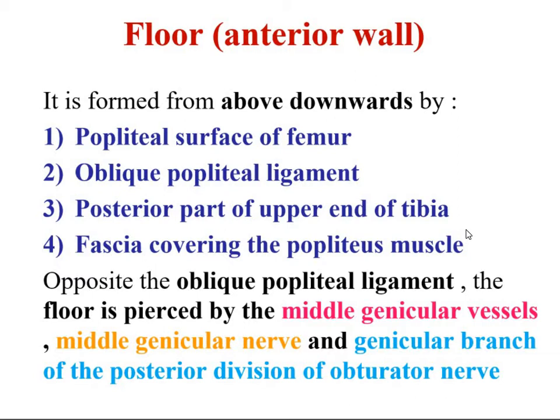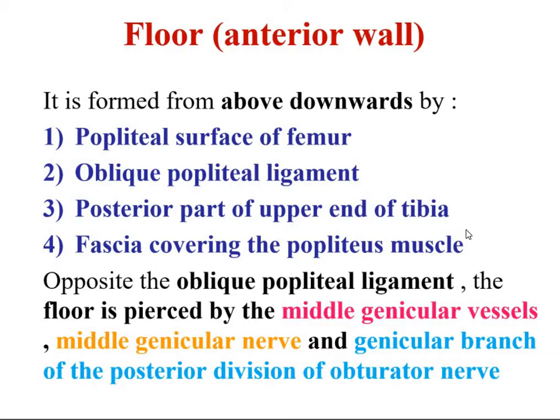So opposite the oblique popliteal ligament, the floor is pierced by the middle genicular vein, middle genicular nerve, and the genicular branch of the posterior division of obturator nerve. It is important and it is asked in your exam. Genicular is nothing but that which is concerned with the knee joint. Okay? So anything genicular is related to your knee joint.